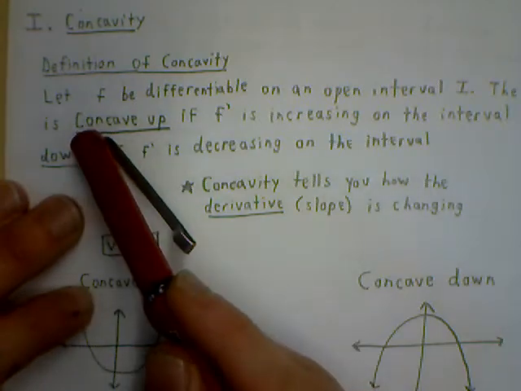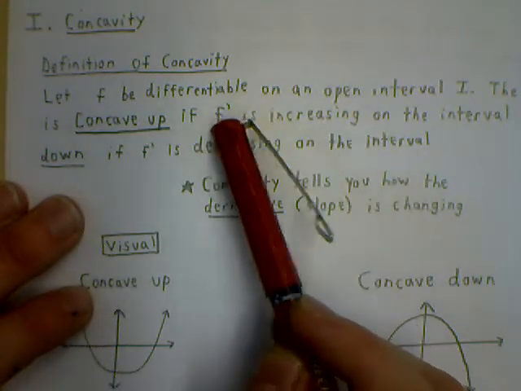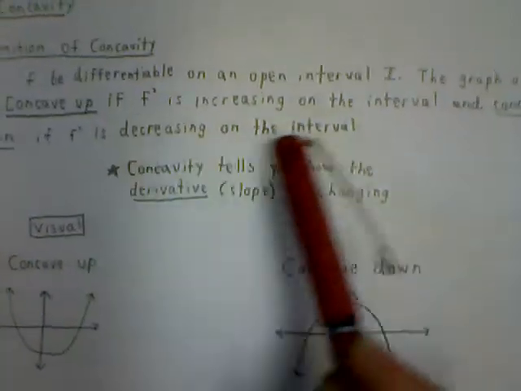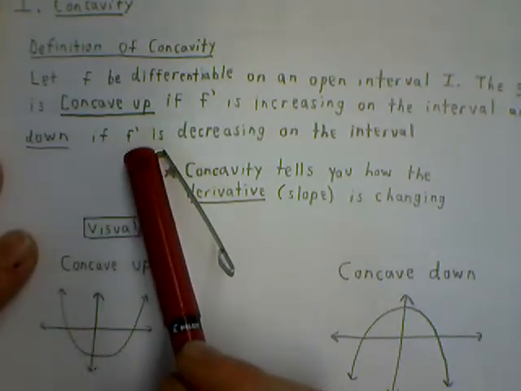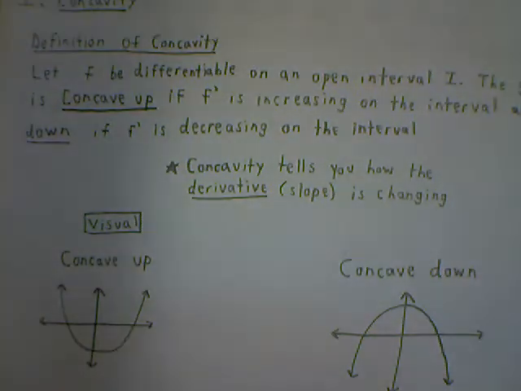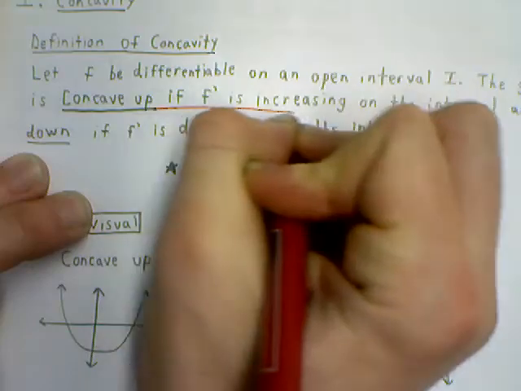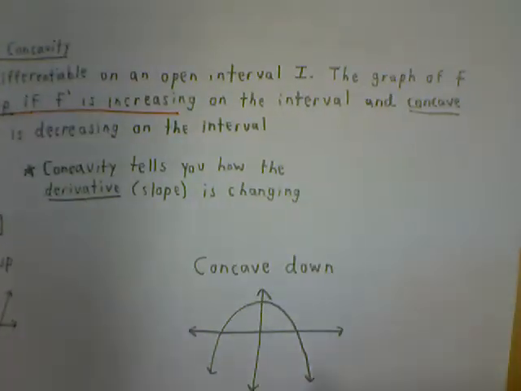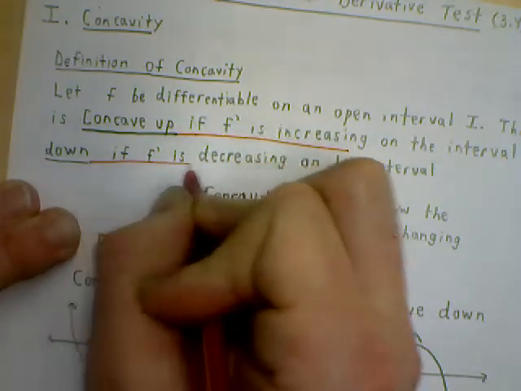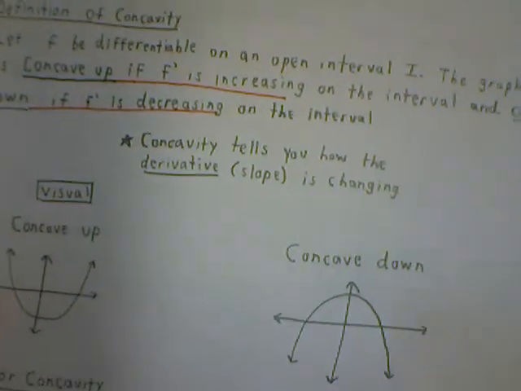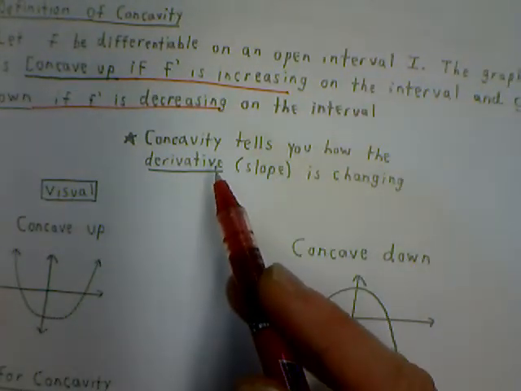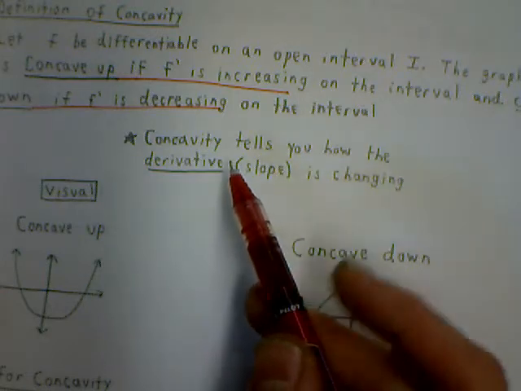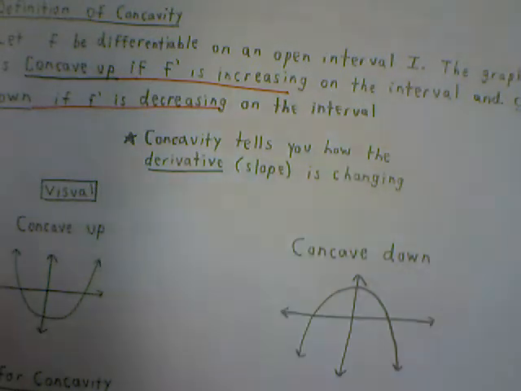So a graph is concave up if the derivative or the slope is increasing. A graph is concave down if the derivative or the slope is decreasing. So concavity refers to how the derivative is changing. So anytime you hear concave up, you should think the derivative is increasing. Whenever you think concave down, the derivative is decreasing. So concavity tells you how the derivative is changing. That's the first thing that you should think of. Concavity, how is the derivative changing?